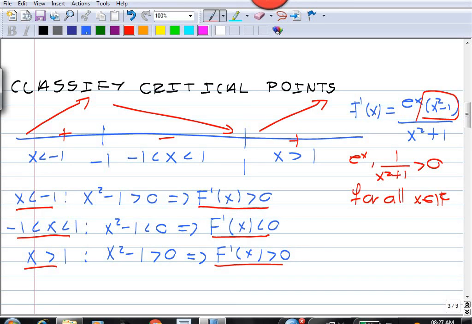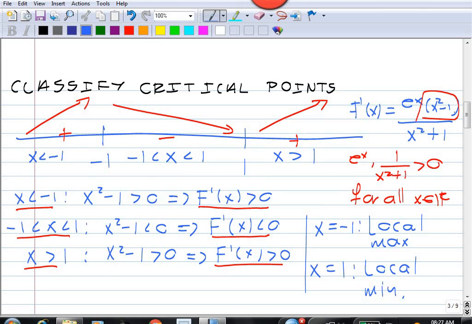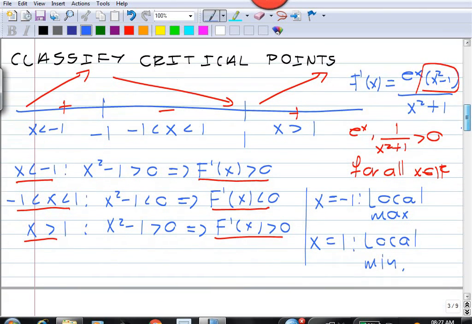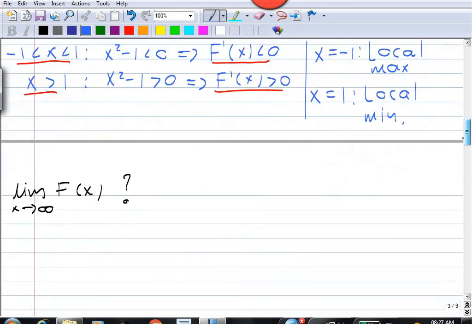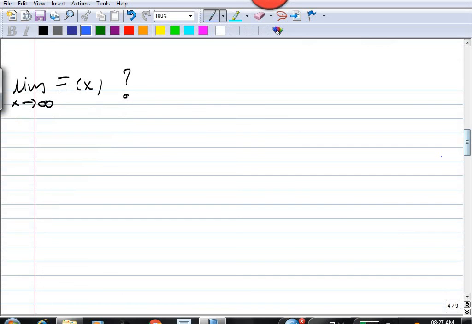And from this we see what f does at minus 1 and at 1. At x equals minus 1, we have a local maximum, while at x equals 1, we have a local minimum. So this tells us what the local behavior of the function f is. Now, to get a clearer picture of the whole graph of f, we need to look at what happens as x goes to plus or minus infinity.